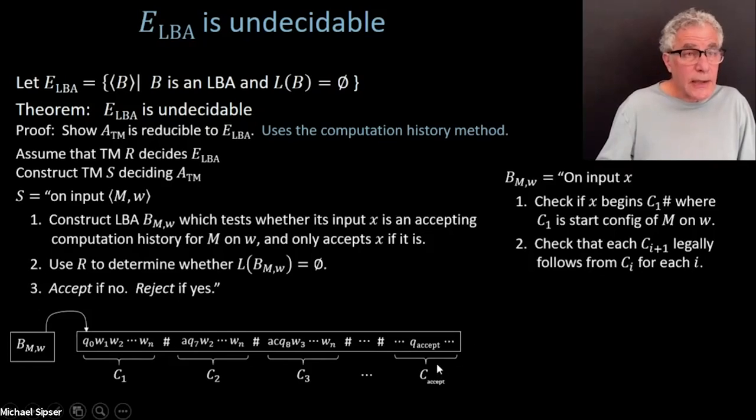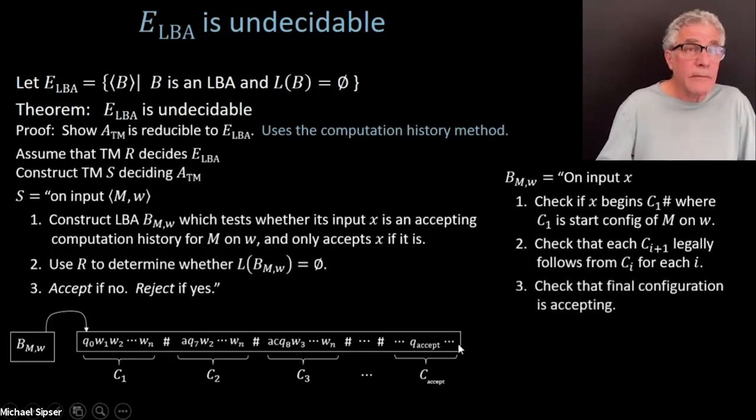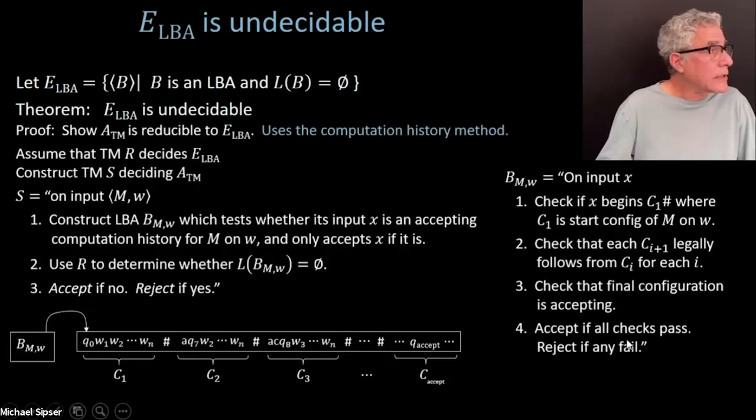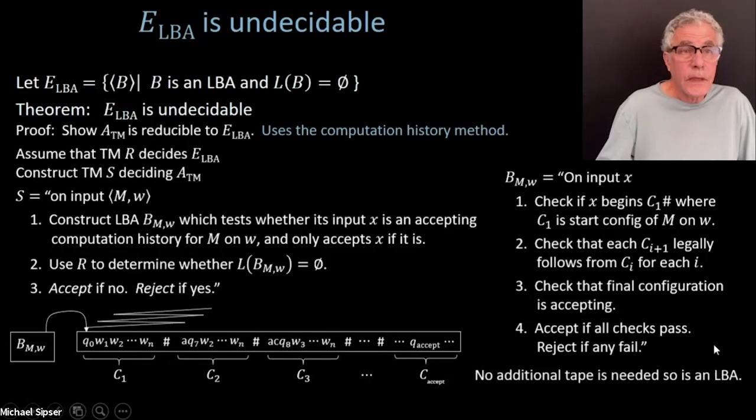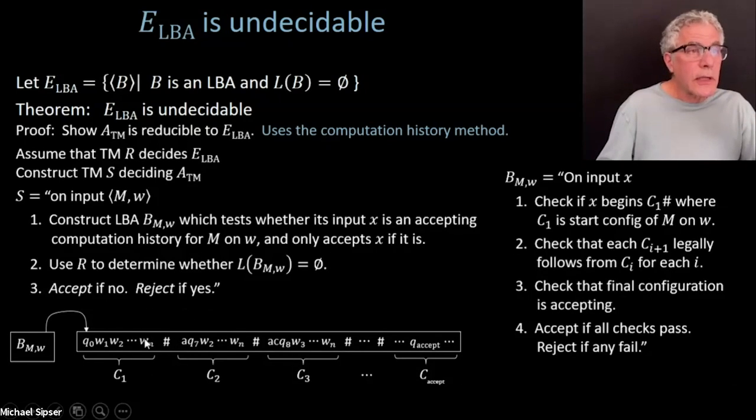It's going to check that the computation is correct until it gets to the end, and then make sure that the last configuration that it's been given as input is an accepting configuration, that there's an accept state in it. And if everything passes, it accepts, otherwise it rejects. Okay. And the point is that this is an LBA. I kind of jumped ahead of myself. You don't need any additional information.